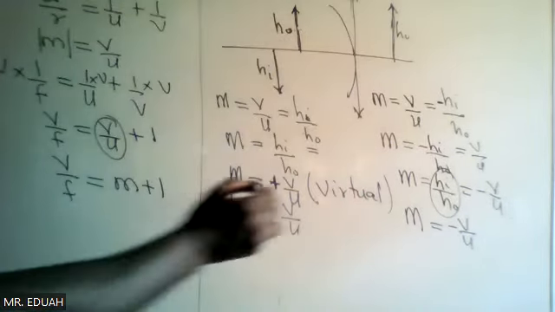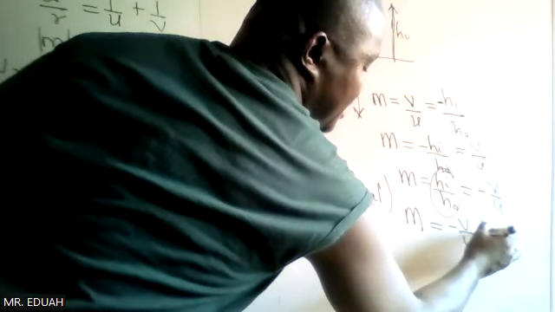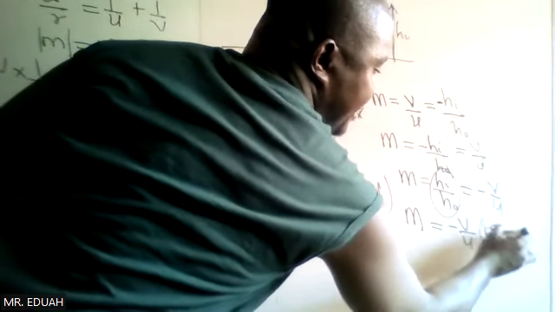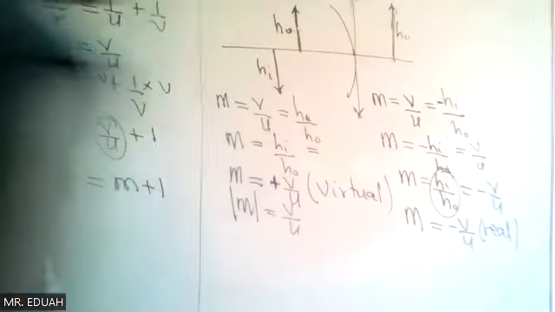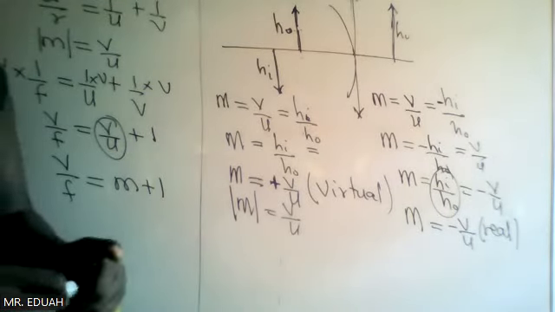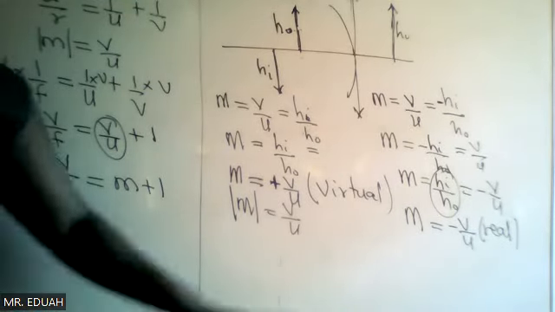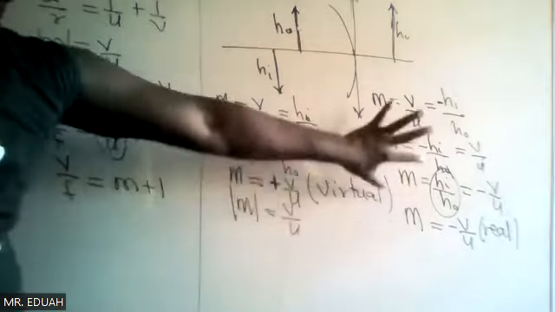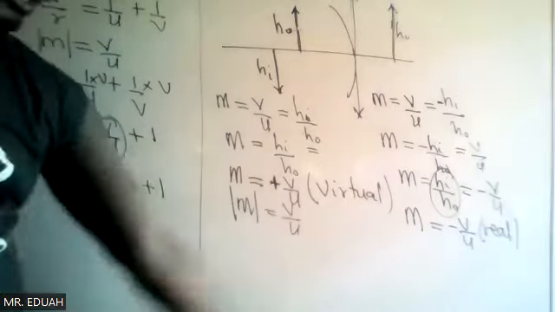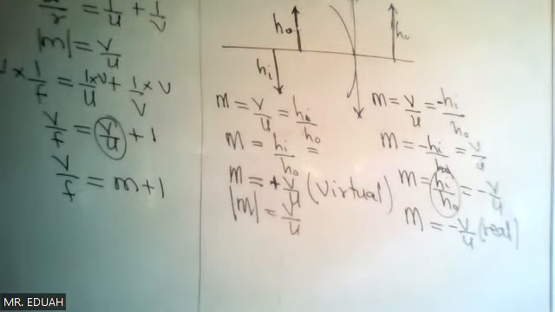So if you see a minus sign, then it means the image is a real image. A positive means a virtual image. As I said, sometimes when you read, there will be sign conventions to them. This is what it simply means. Are we okay?